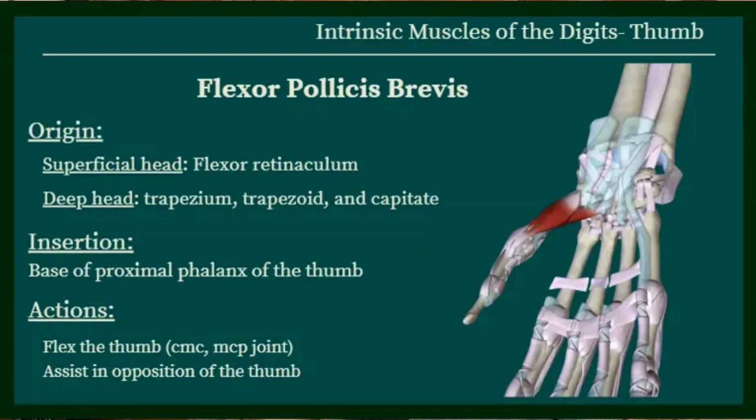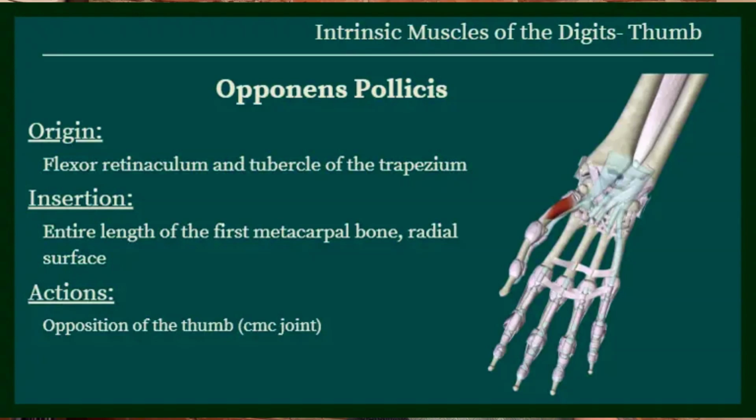Okay? Let's see. Flex the thumb and opposition. And then opponens pollicis, which is the actual opposition part. It also attaches to the flexor retinaculum and the tubercle of the trapezium, but it goes up the entire length of the first metacarpal bone.